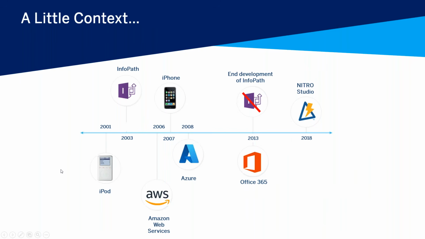If you look at the timeline of InfoPath, it was first created in 2003, that's 20 years ago, before iPhones, before mobile became so hot, before cloud, Amazon Web Services and Azure got into place. We're talking a long time ago. Then Office 365 came out, and Microsoft decided to end development of InfoPath because it wasn't adapted to the cloud and mobile world that had evolved in the last 10 years. So even when they ended development of InfoPath, that was 10 years ago now.